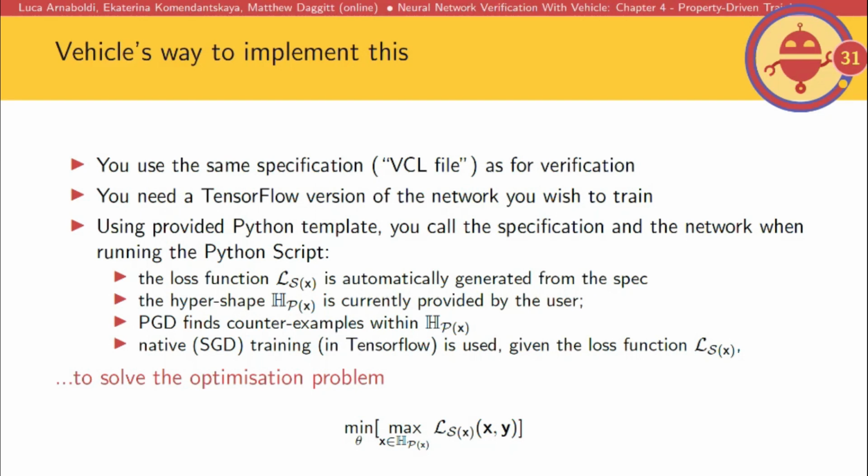And all of this allows you to solve this optimization problem that doesn't look that different from what machine learning people already know, except it gives you guarantees that this loss function and that shape are compiled directly from your specification file and not from anywhere else.